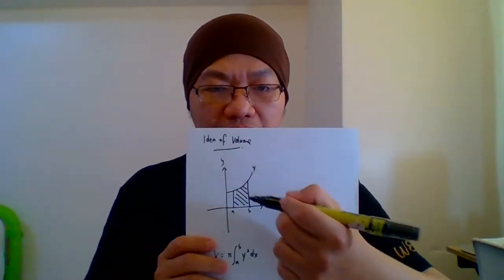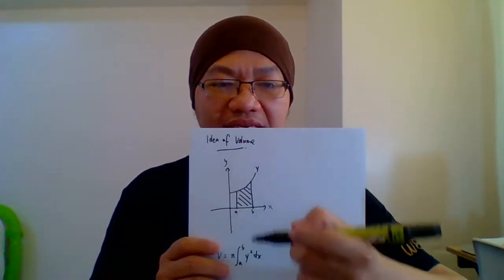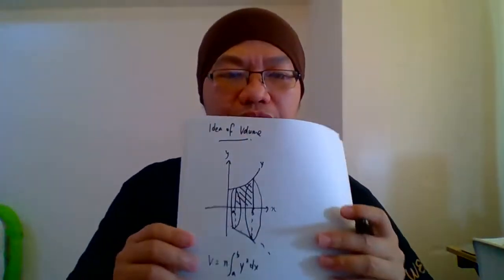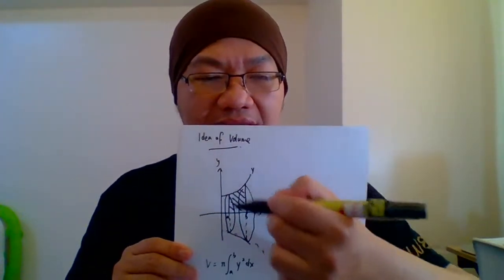Now, when we talk about volume, volume means rotate. Look at this picture again. We want to find this volume. Actually, the basic idea is that this shaded region is rotating against the x-axis, so it will produce something like this. This kind of shape will be produced when the curve is rotating against the x-axis.